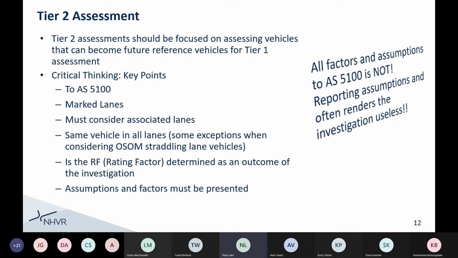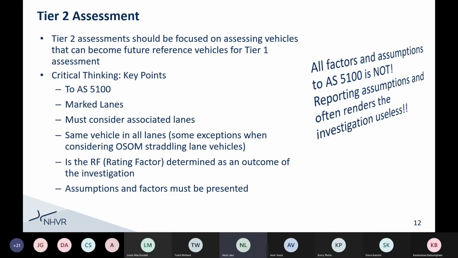So some critical points to think about when you're looking at a Tier 1 assessment is what criteria they've used to do that. Now, nominally it should be to the Australian standard AS5100. That's what a Tier 2 assessment is. It's a capacity assessment. So we should be looking for things in there that suggest that actual capacity has been calculated in individual members.